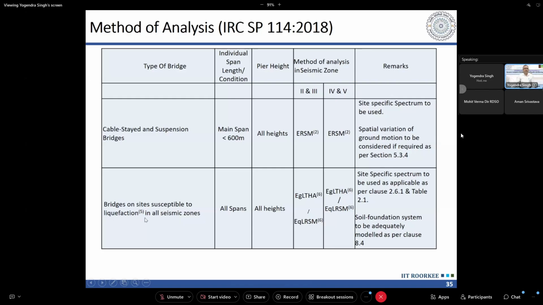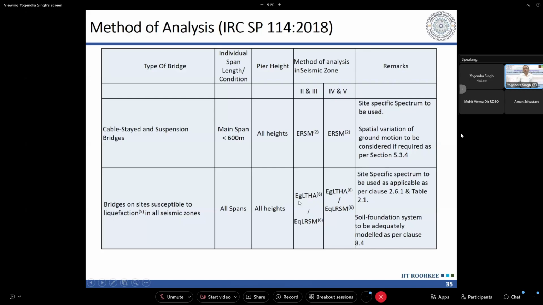Now, in case of bridges which are located on soils which are susceptible to liquefaction, because liquefied soil provides very little resistance, there we may have to take into account the soil deformation. We cannot ignore soil deformation there. Soil deformations may be significant in other cases also, and we have to take into account the soil nonlinearity also. So in that case, we have to use either equivalent linear response spectrum method or equivalent linear time history analysis.